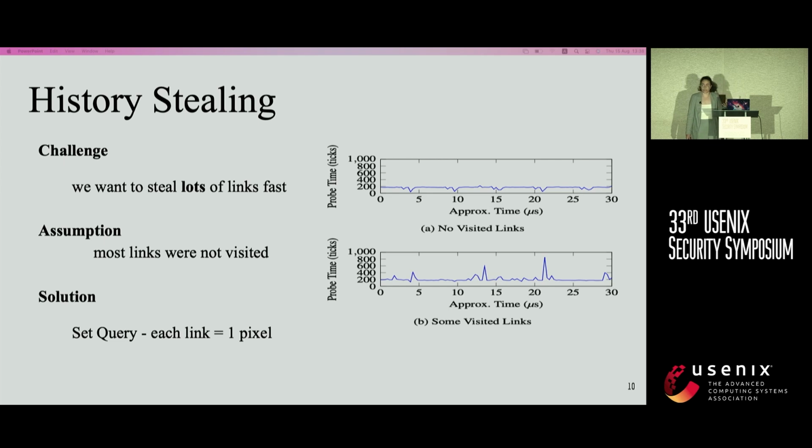So the way that we do it fast was with the set query. Instead of scaling up the picture, we just embed each link as a single pixel. So it will be very hard to know from the cache trace which pixel it was, but we know that even if one link was accessed, there will be some activity in the cache and we'll see a spike. From here on, we just do regular binary lookup again.